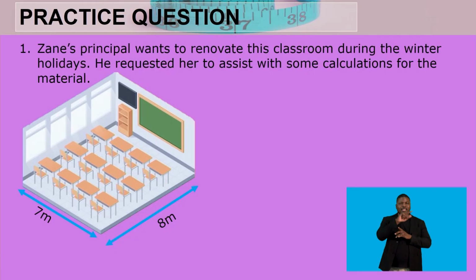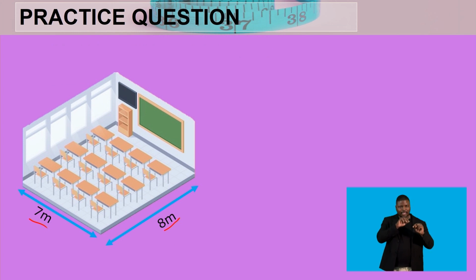The questions that we'll look at, number one says, Zane's principal wants to renovate this classroom during the winter holidays. He requested her to assist with some calculations for the material. You are given the length of the classroom, which is 8 meters, and the width of the classroom, which is 7 meters. Now remember, length will always be the longest side and the width will be the shorter side.